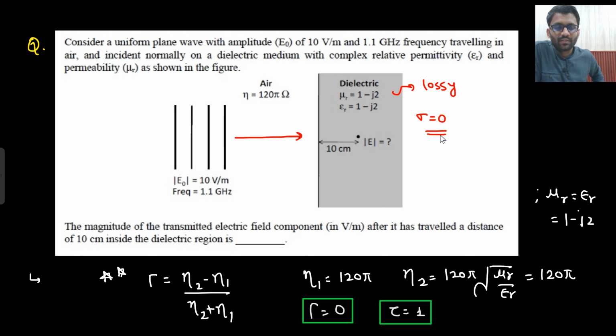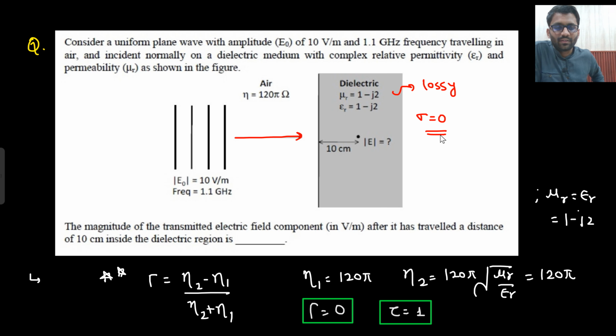My gamma is under root j omega mu. That's why I asked you to remember this formula. This is my gamma, right? And here sigma is 0. So under root j omega mu j omega epsilon. Now this is under root j square. What will be j square? J square will be minus 1. So minus omega square mu epsilon. Now what will you think? Mu naught mu r, epsilon naught epsilon r.